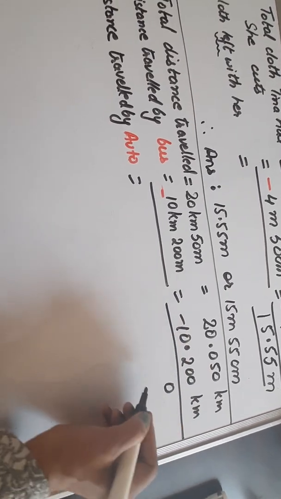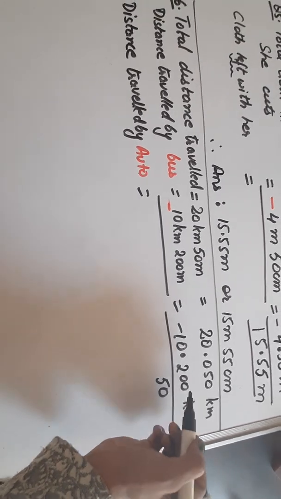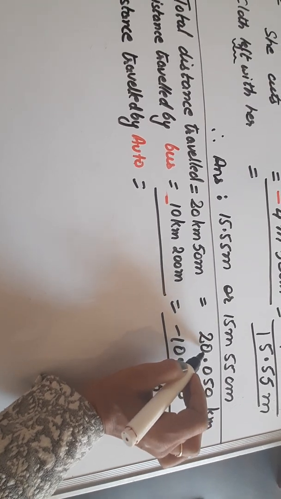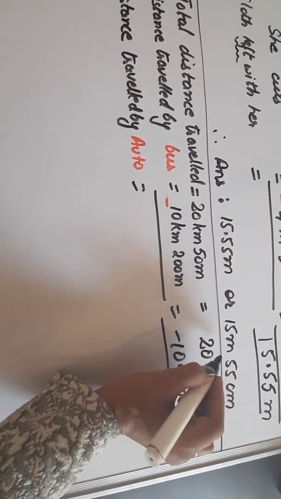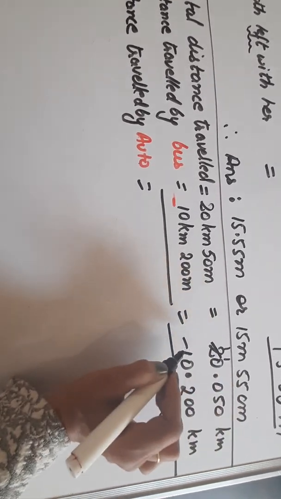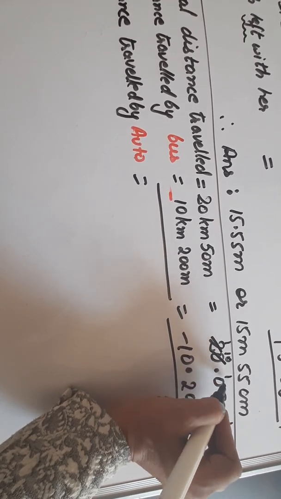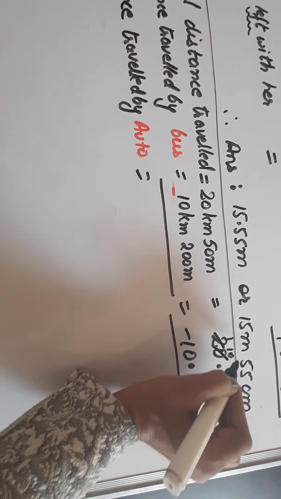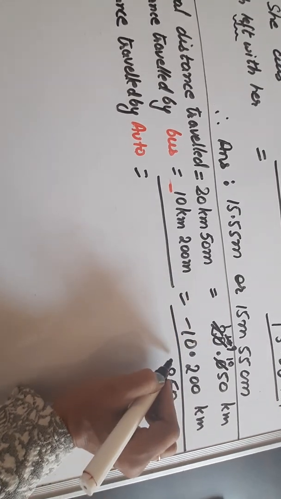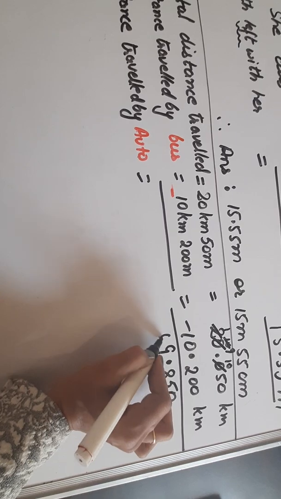0 minus 0 is 0. 5 minus 0 is 5. 0 minus 2 is not possible because 0 is smaller. So it has to take one carry from the next 0. But again, it has no value, so it will carry from 2. When 2 gives 1 as a carry, it is left with 1. It will become 10. Then this 10 will forward 1 to the next friend, that is 0. It will become 10 and it will be left with 9. So 10 minus 2 is 8, decimal under decimal. 9 minus 0 is 9, 1 minus 1 is 0.